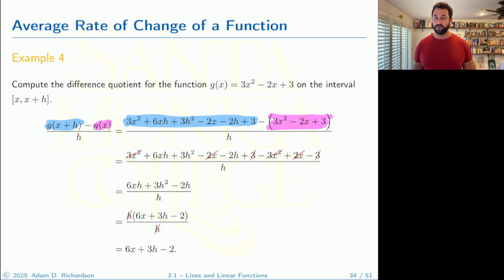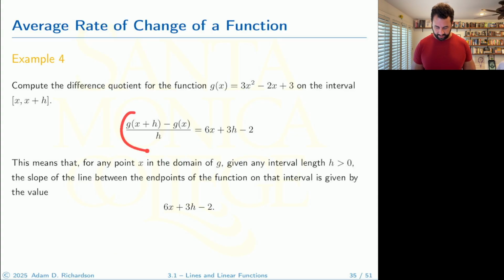We'll talk about that more as the course goes on, but we can cancel those h's because this single term has a factor of h in it, and this single term has a factor of h in it. So we can cancel it because that's just going to be equal to 1. And then lo and behold, that is the final result. That is the simplified version of the difference quotient for this function on the interval x comma x plus h, just like so.